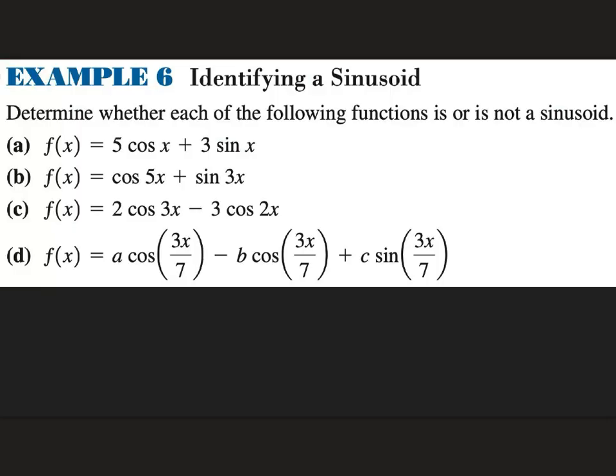Okay, determine whether each of the following functions is or is not a sinusoid, which means it oscillates at roughly the same height and the same distance between each wave.